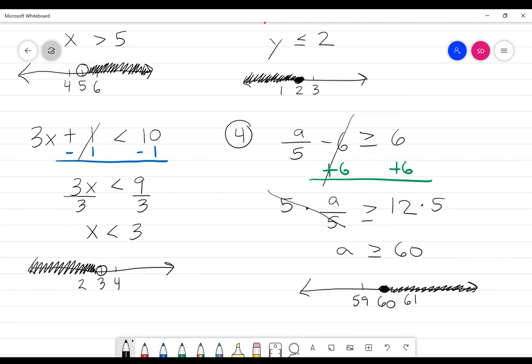And that's solving inequalities, 1-step and 2-step. Let me know if you have any questions.